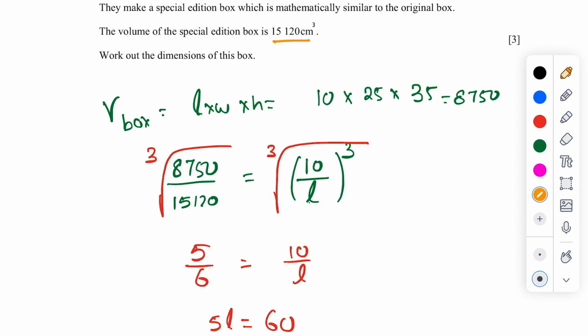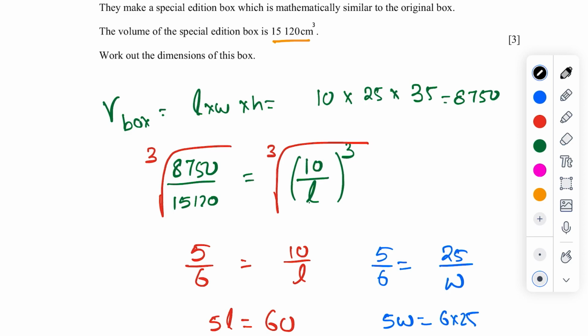Same is the case for the width. I am going to find it out for the width. So 5 upon 6 equals 25 upon width. So 5W equals 6 times 25. So W equals 6 times 25 divided by 5, which is going to be 30.